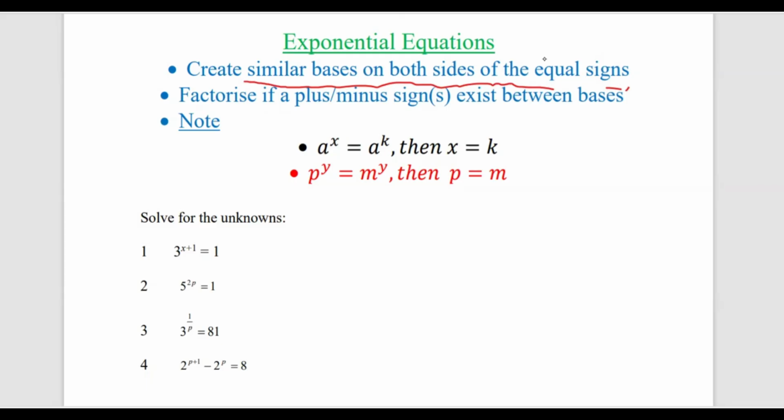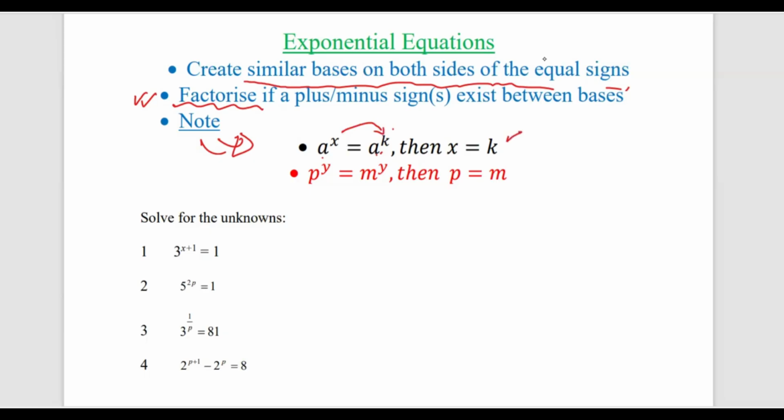Two, if we have a plus or minus in between the exponents, then we're going to factorize. Factorize if there's a plus or a minus between the bases. Note this: if we have a base to the exponent x and the same base to the exponent of k, then we drop the bases and we equate the exponents, which means our answer will be k.